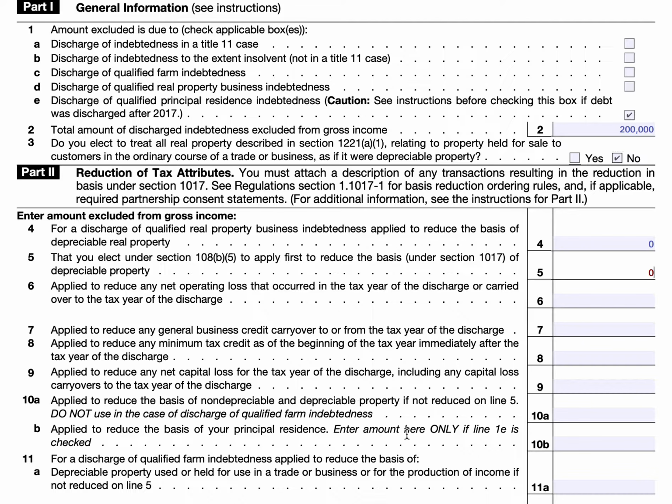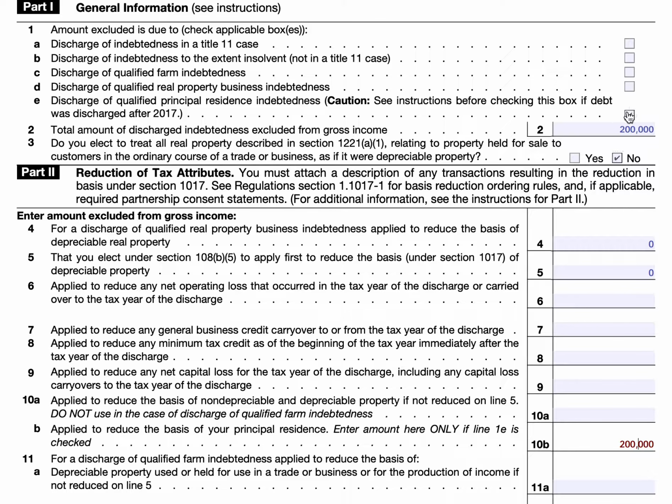So the principal residence line is here. I'll go ahead and put this here, but then we're going to go back and walk through the rest of the form. You can only enter this item in 10B if you've checked the box in line 1E saying that this was a discharge of qualified principal residence indebtedness. So you're writing off your primary mortgage or $200,000 of it, that's where that $200,000 would go.